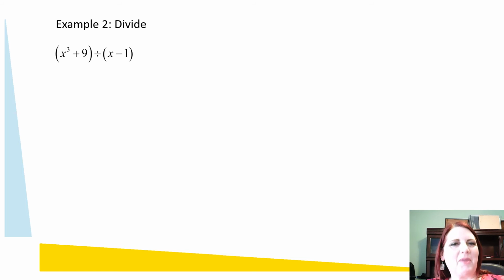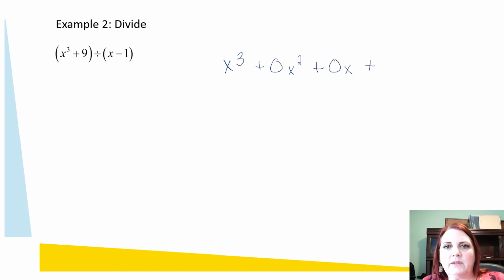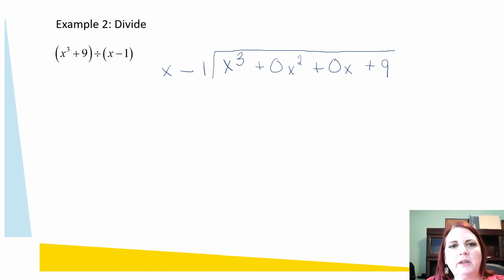One more example with me. This one I want to show you that you do need to have those placeholders for the missing terms. Our dividend here starts with an x cubed, but we want to take a placeholder for every term after that down to the constant. There are 0 x squareds, and there are 0 x terms. And then we have a constant of 9. So that's how we're going to write our dividend. Our divisor is just x minus 1. There's nothing missing. So let's go ahead and do this one the same way.